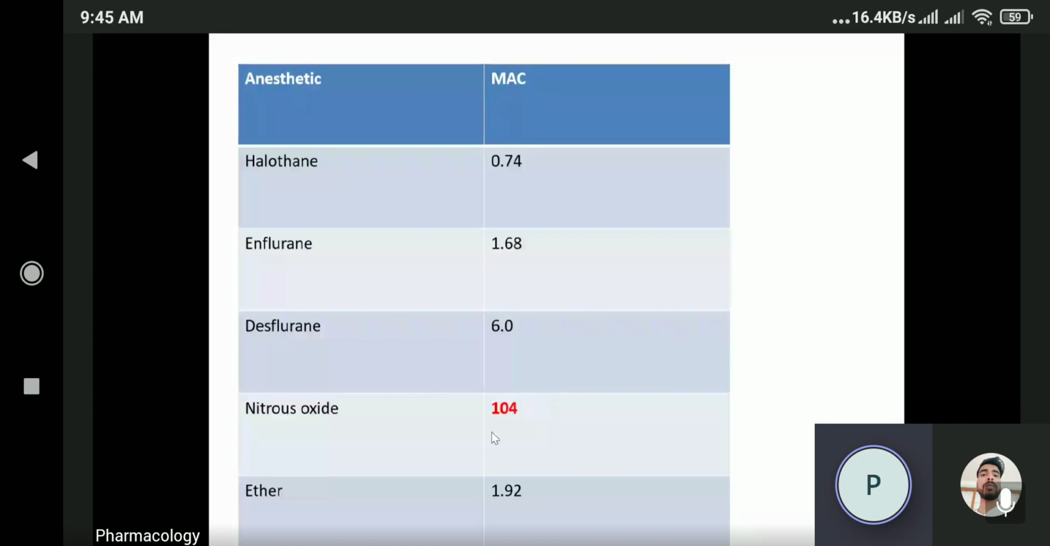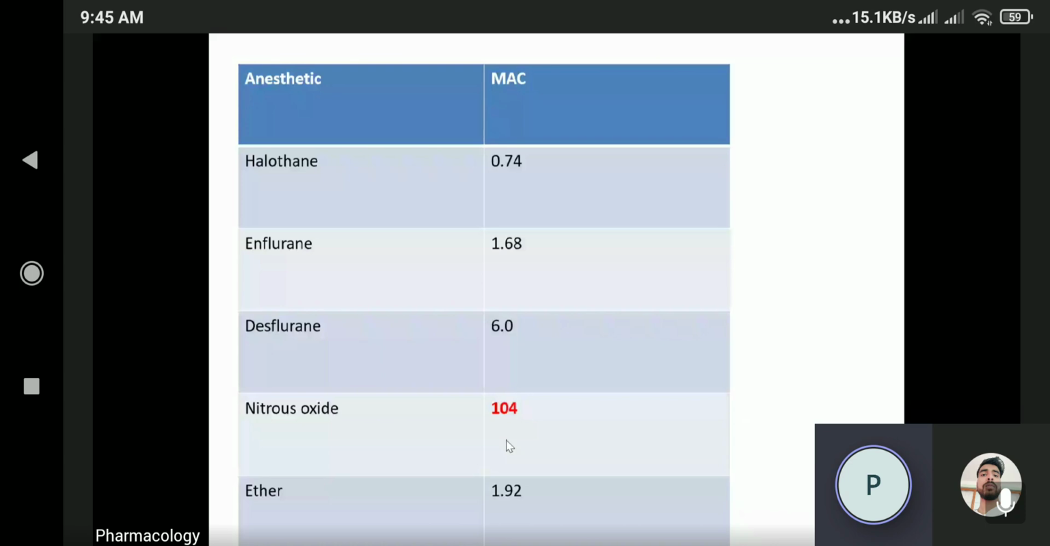So what can you say from this numerical value? Which one will be more potent and which one will be less potent? Halothane is more potent, because the MAC value is less, whereas nitrous oxide has a higher MAC value. That means your potency will be less. Less potency means you now have to use a higher concentration of the drug to produce that effect. Okay, so you just have to relate this with the potency of the drug. That is all with the MAC value.